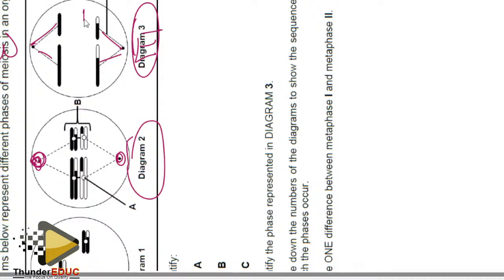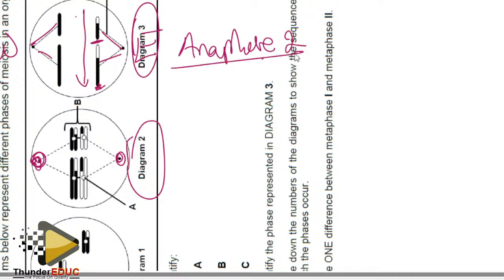phase. So in this case, because there is space here, it means that it's anaphase. But because it is single, therefore it's going to be anaphase 2. So it's anaphase 2. What about here? The chromosomes, you see there at the equator. So it's going to be metaphase 1. Yes, because the chromosomes are double, therefore it's going to be metaphase 1.